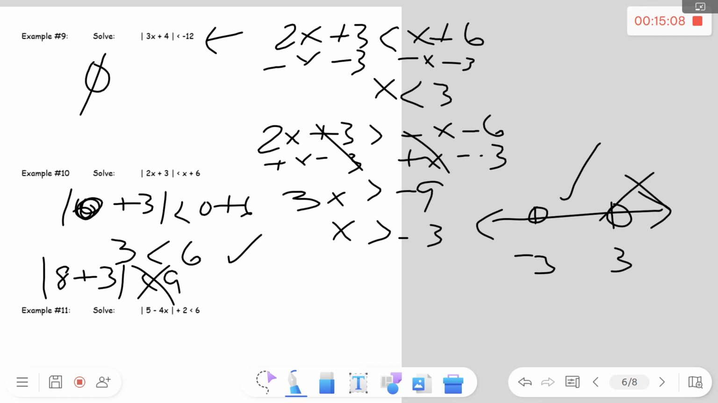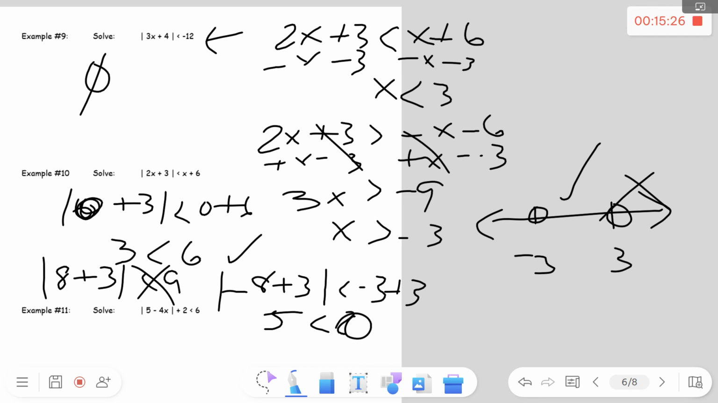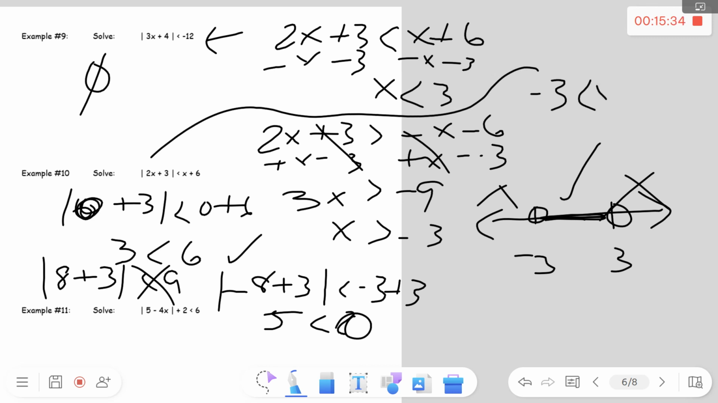And we're going to pick something smaller than negative 3. How about negative 4? So negative 8 plus 3. Is that going to be smaller than negative 3 plus 3? What you end up with here is going to be 5 when you're all done, and that is not going to be smaller than 0. So that X is here. So you shade the middle. So for this one, the answer is negative 3 less than x, less than 3.